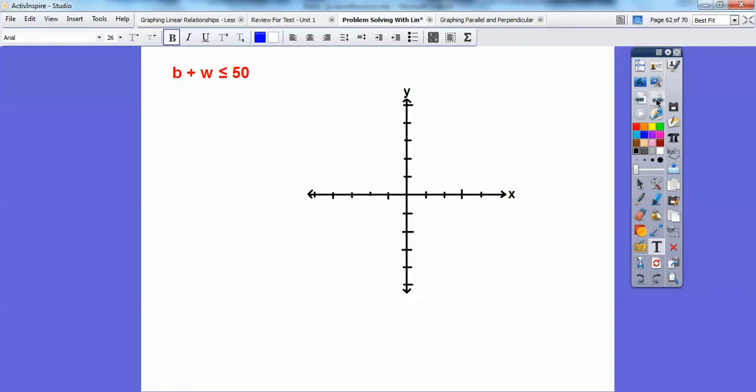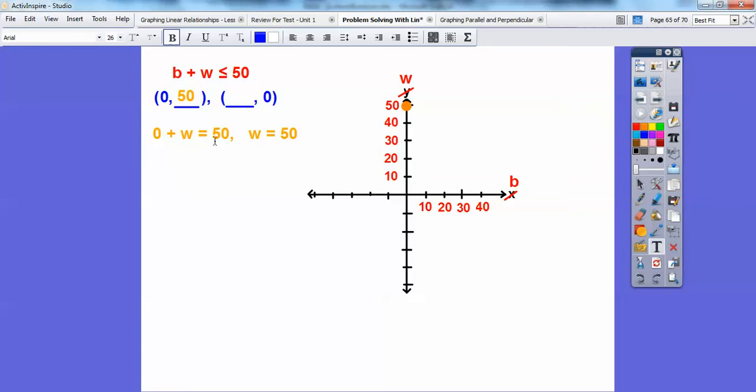So let's go ahead and graph this guy. Now instead of having X here, I'm going to put W here and put B here, because X is before Y in the alphabet, so B is before W. So I'll put W up here. Let me go ahead and cross those out. And then we'll just think of B plus W equals 50. My scales are going by tens on this, so I'm going to do the intercept method. When B equals 0, then I have 0 plus W equals 50, so W equals 50. So there's 0 comma 50 right there.